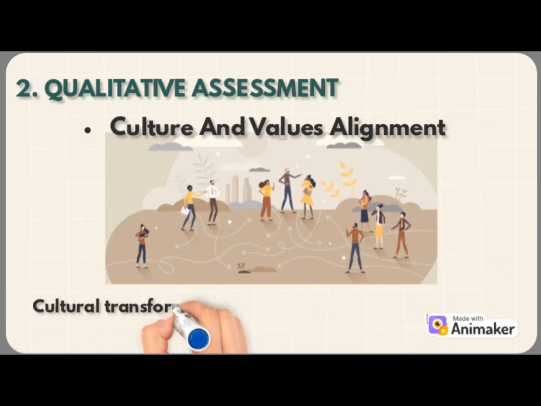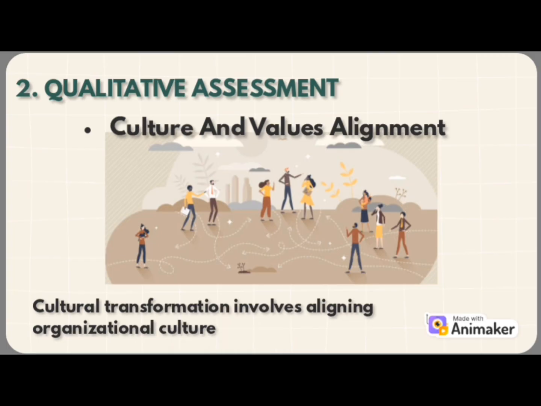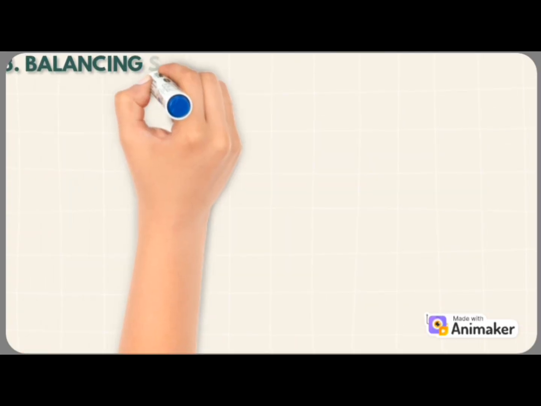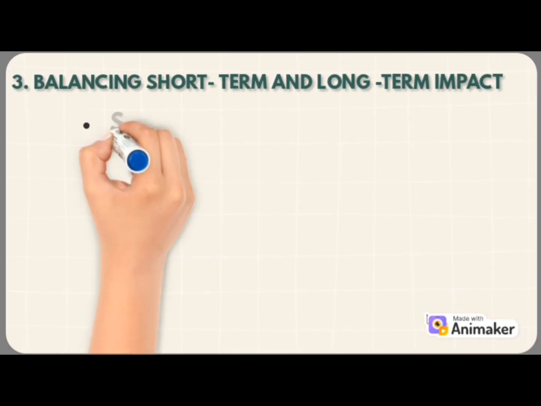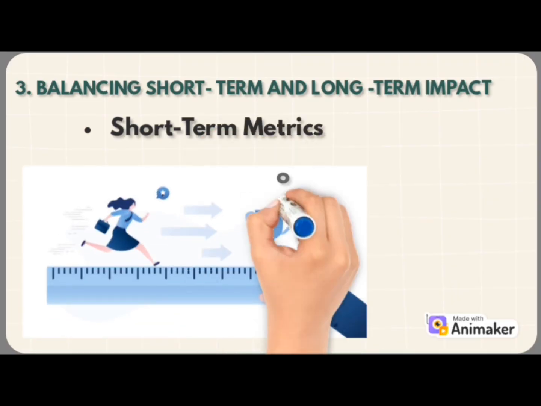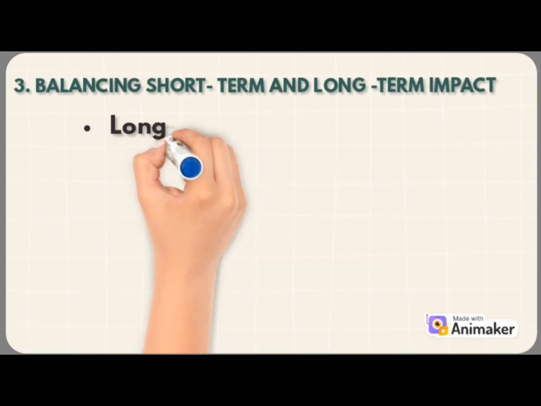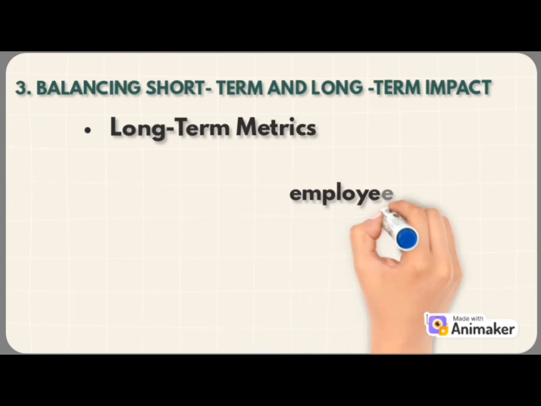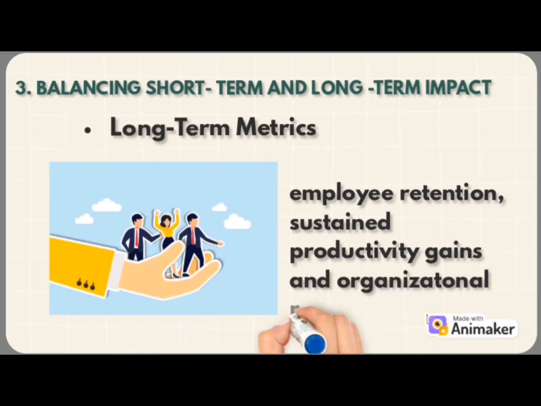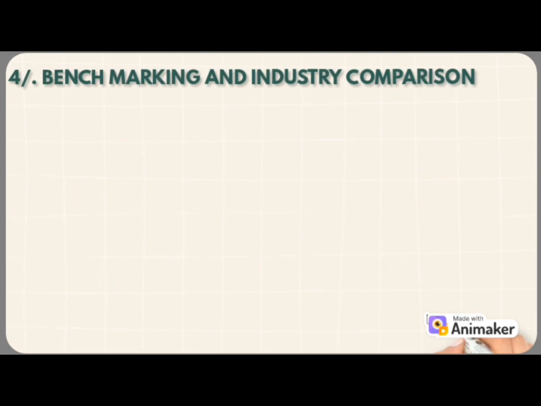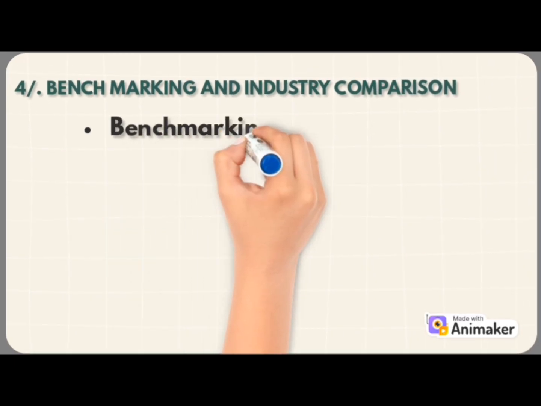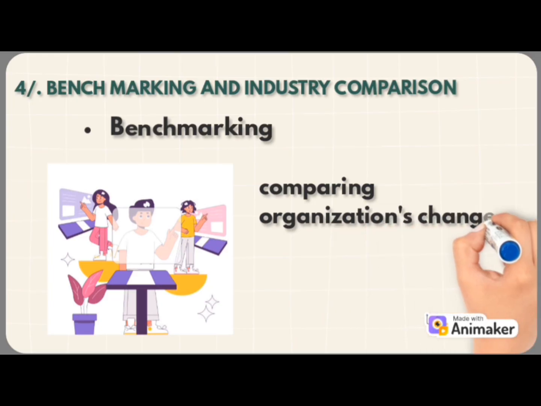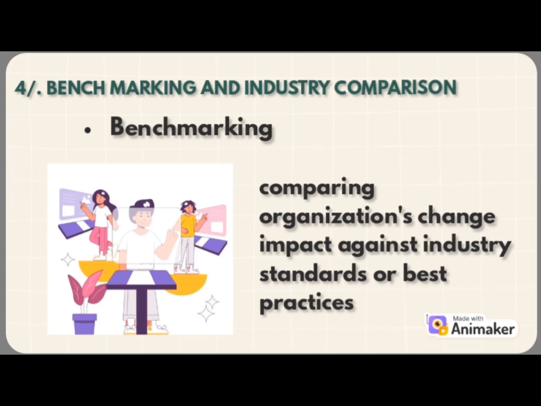Culture and values alignment. Cultural transformation involves aligning organizational culture with strategic goals. Assessing cultural shifts requires qualitative analysis, balancing short-term and long-term impact. Short-term metrics. Organizations often focus on immediate outcomes post-change. In the long-term metrics, true change impact emerges over time. Long-term metrics might include employee retention, sustained productivity gains, and organizational resilience. Benchmarking and industry comparison. Benchmarking is comparing an organization's change impact against industry standards or best practices, which provides context.